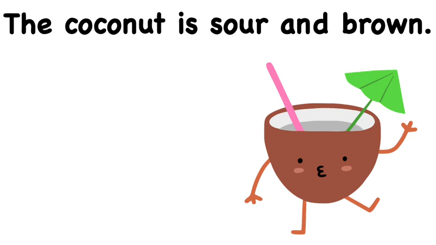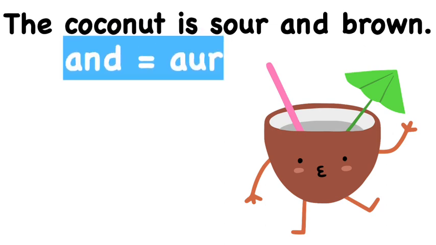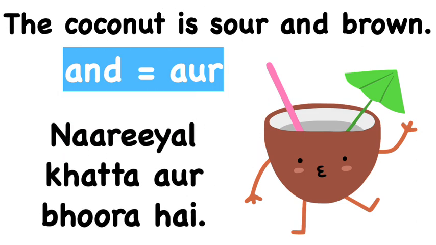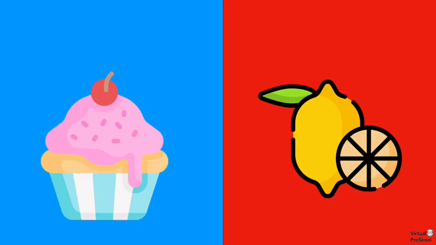The coconut is sour and brown. You know how to say coconut and brown. Just don't forget and. So the sentence is nariyal khatta aur bhura hai. Nariyal khatta aur bhura hai.